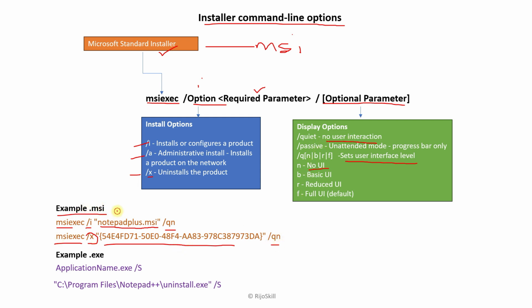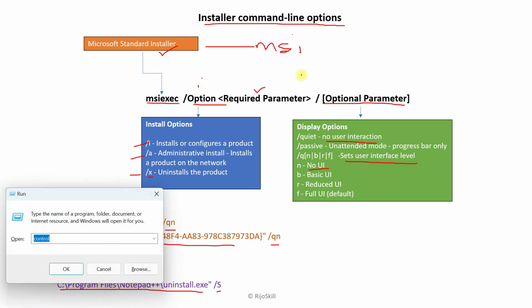So this is the format for the MSI. Same like that, you can give the EXE format also: application name .exe, for example notepad plus .exe, then /s for quiet mode. Then you can also give your application file folder name. So this is the format of the installation command. There are more formats available. You can see the reference in Microsoft Learn.